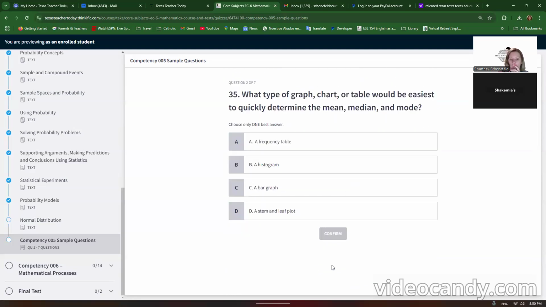So that's correct. What type of graph, table, or chart would be easiest to quickly determine the mean, median, and mode? So you might remember we looked at this earlier, and it's a stem and leaf plot, right? That was the one that shows the numbers with the tens unit or the hundreds unit on the left, and then the other numbers on the right.